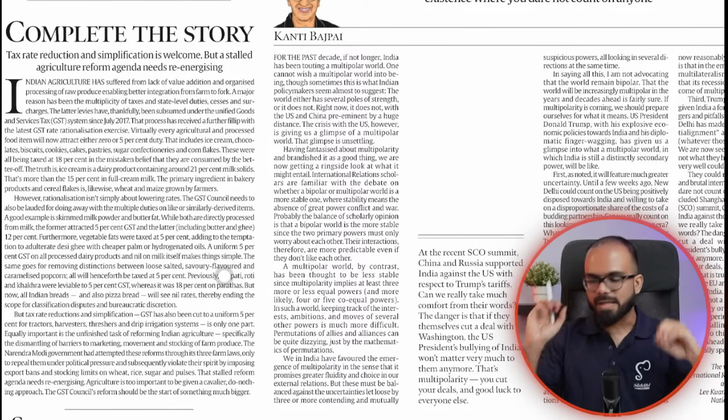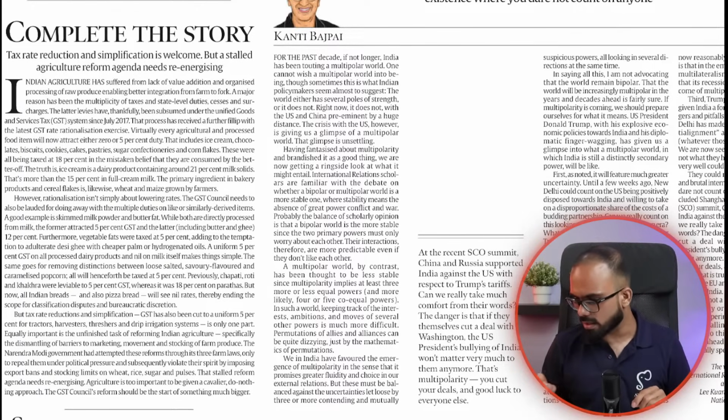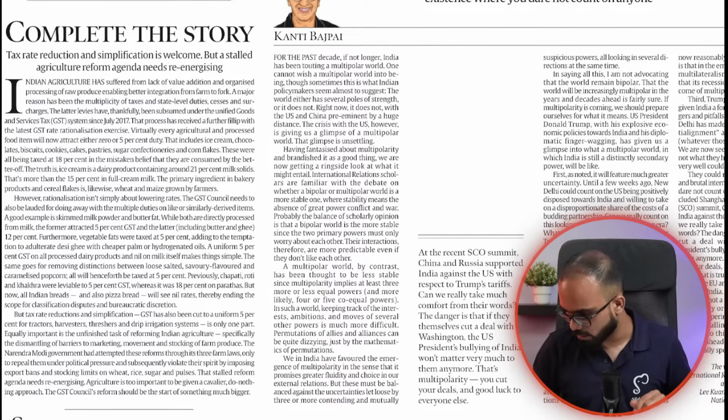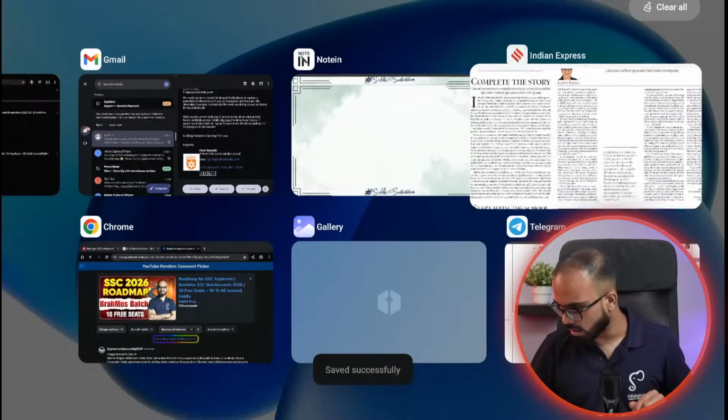Complete the story part, the first one. Please take one minute. You want me to zoom? This is a newspaper, and I can't zoom beyond this. I'll do one thing. We will take a screenshot of this and paste it on our slides. That is better.